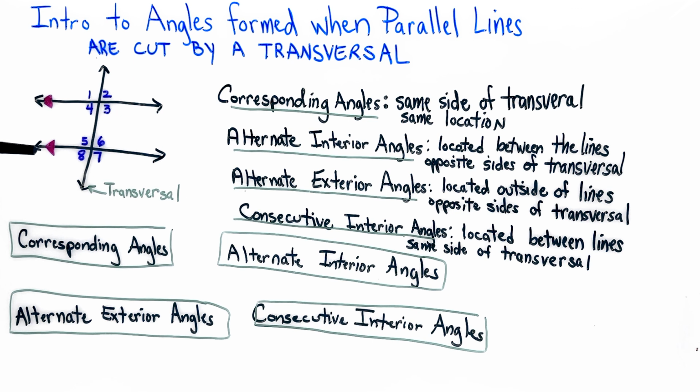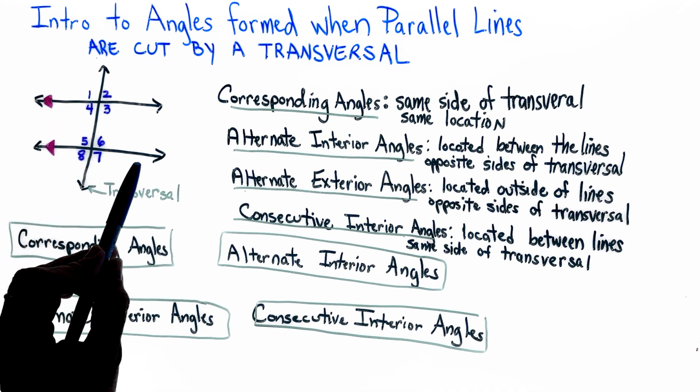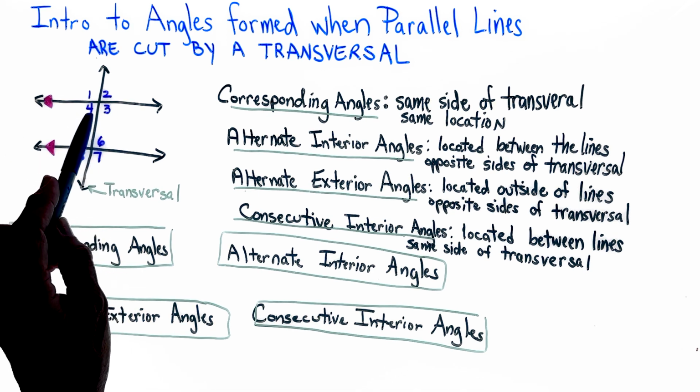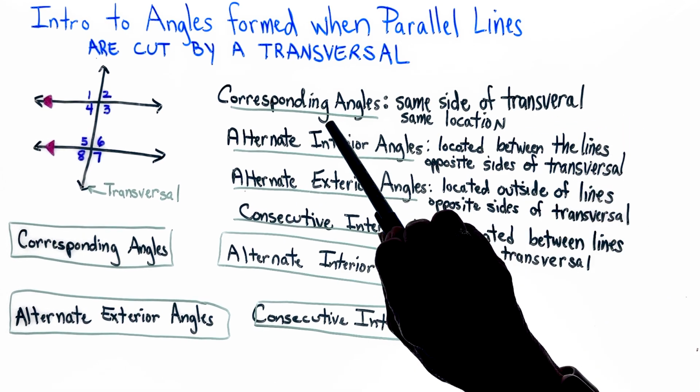When we draw, we're not machines, we're humans. So if they don't look very parallel and straight, when you see two red arrows, that means the lines are parallel. And here the transversal is just a line that will cut through your parallel lines. Notice I've numbered the different angles that are formed, and we're going to be talking about them one at a time. So let's go to the first kind of angle.